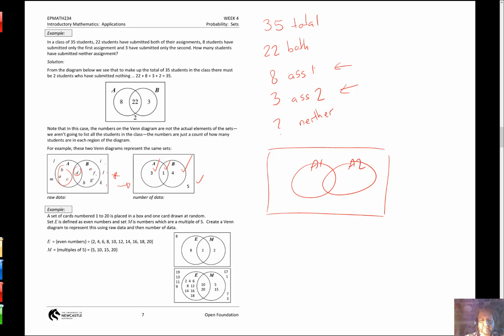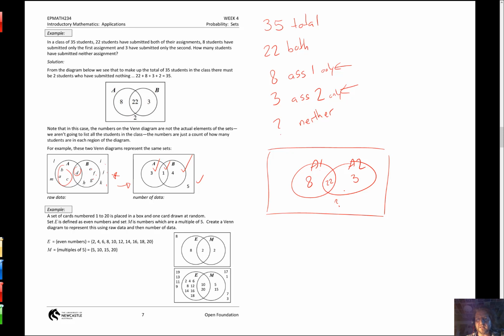So the one thing: 8 have done assignment 1. Oh, I missed a word. 8 have submitted only the first assignment, assignment 1 only, that matters. 3 have submitted only the second. That's what I get for reading it quickly. So 8 have submitted assignment 1 only. So there's 8 here. 3 have submitted assignment 2 only. What about the overlap, those that have submitted both? That was given to us, that's 22. And what about those that submitted neither? Well, that's out here somewhere.